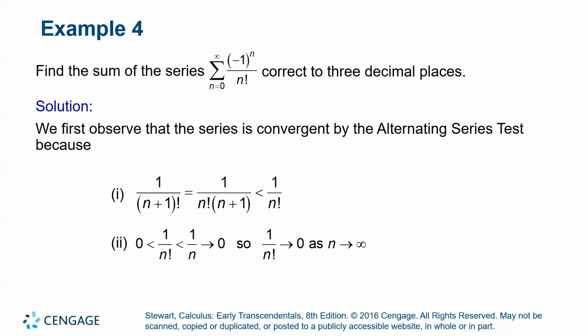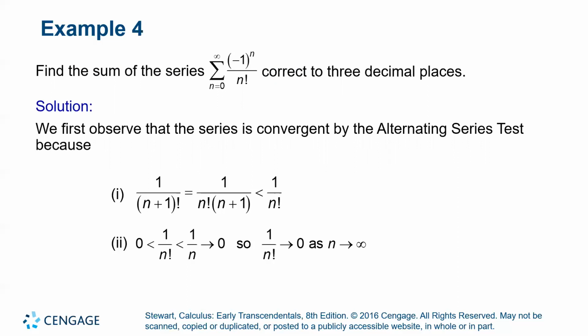So how can we use this in an example? Find the sum of the alternating series where negative 1 to the n means our first term is negative, and then B sub n would be 1 over n factorial. Remember, n exclamation mark is a factorial, and it means the product of that number and every integer less than it. So 3 factorial is 3 times 2 times 1, and so on. The question says, find the sum correct to 3 decimal places.